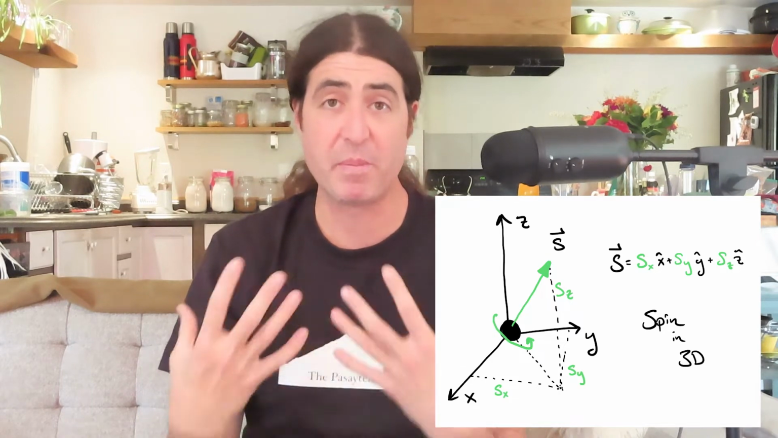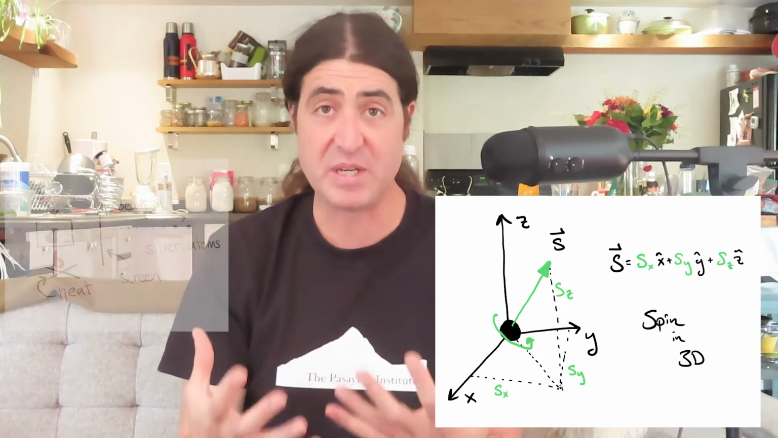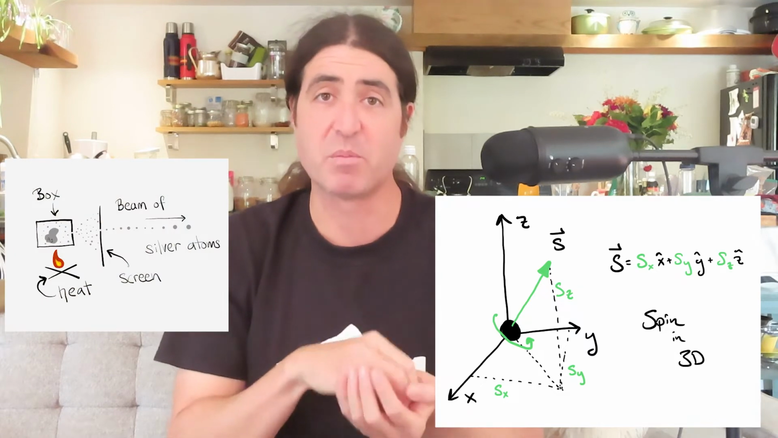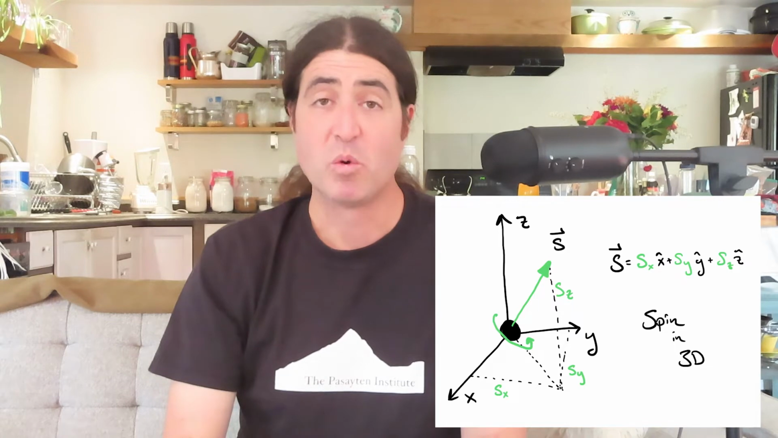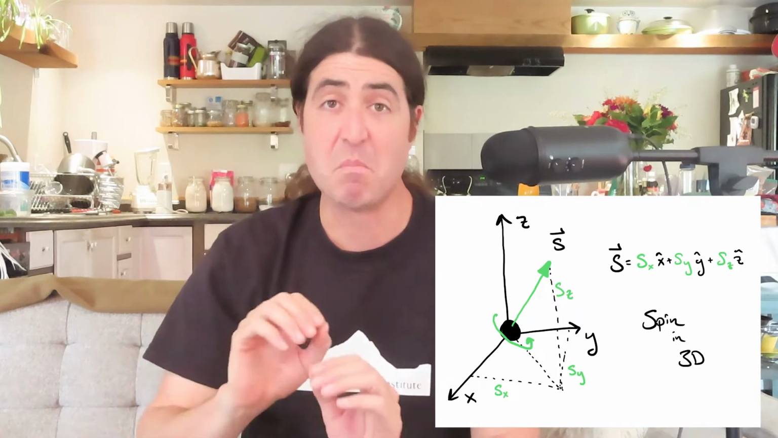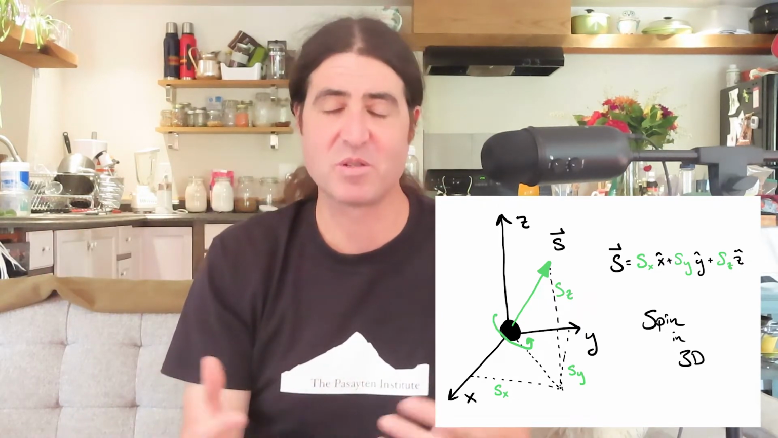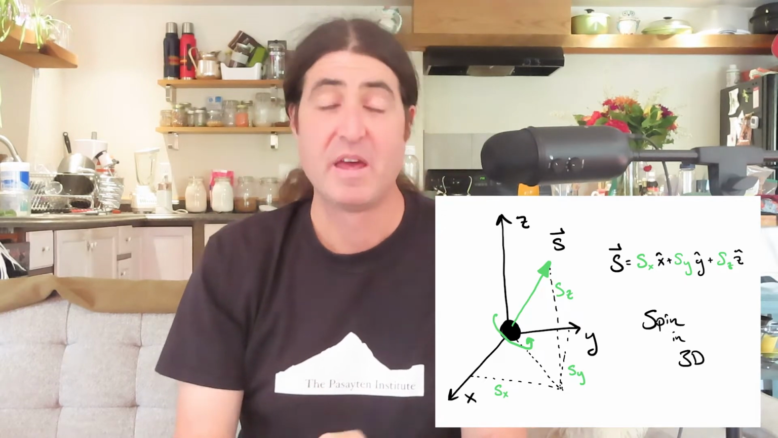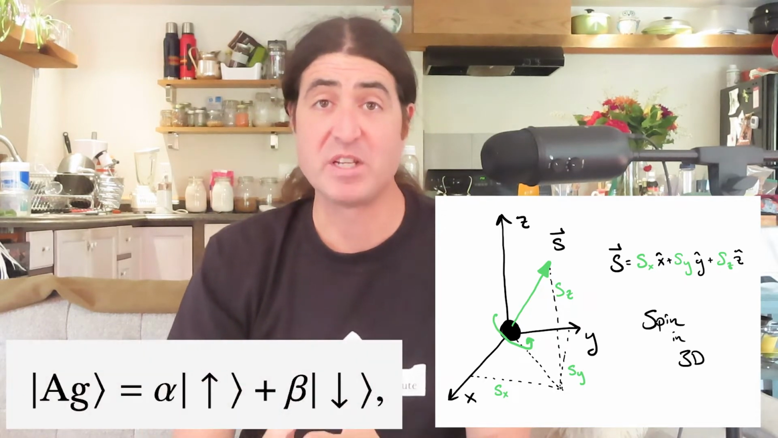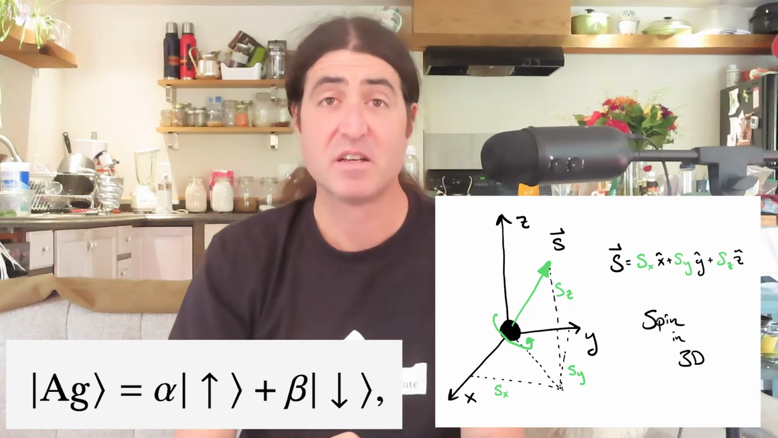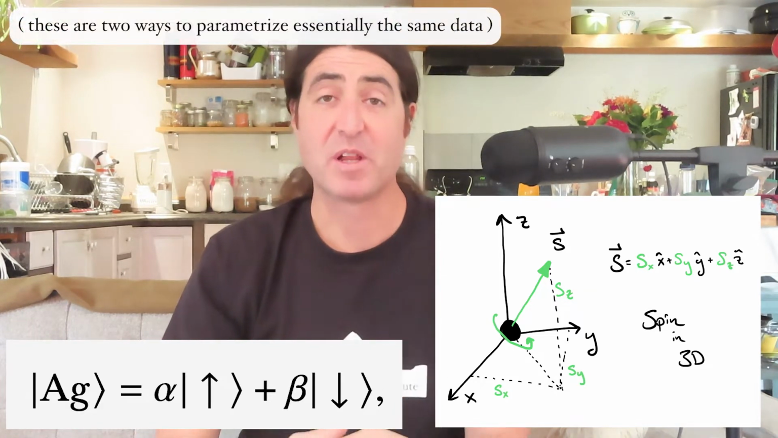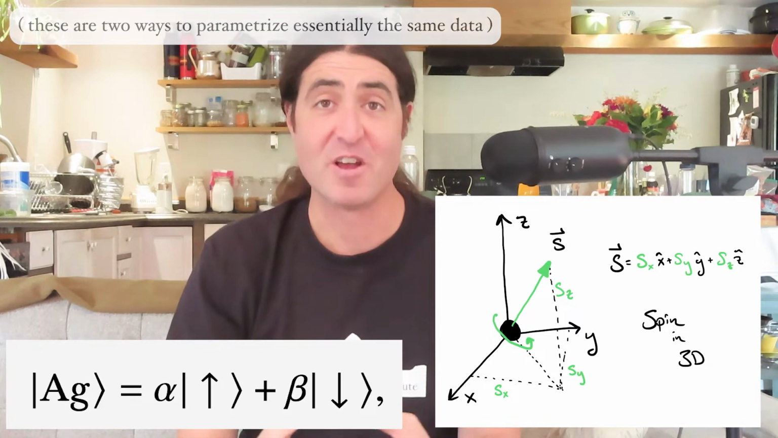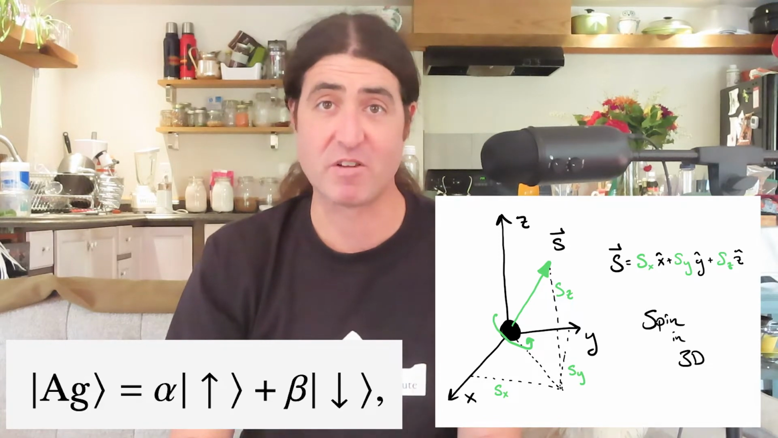And indeed, when we prepare silver atoms from a beam generated from a lump of silver presented in an oven with a little hole on the side, we know that their spins will be completely independent of their physical motion through space. So their spins will, in other words, be randomly distributed. Last time, we were able to encode that information using two constants, alpha and beta. That is to say, we wrote the physical state of the silver atom as alpha times up plus beta times down. This is a two-dimensional parametrization of the information contained within a given silver atom.